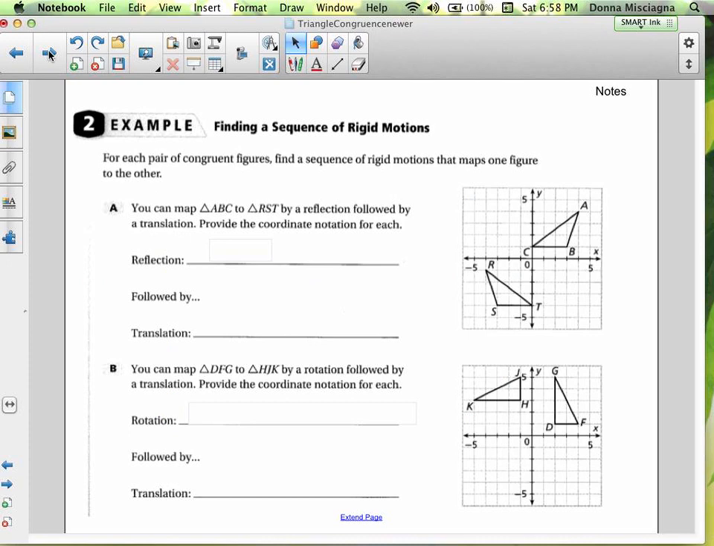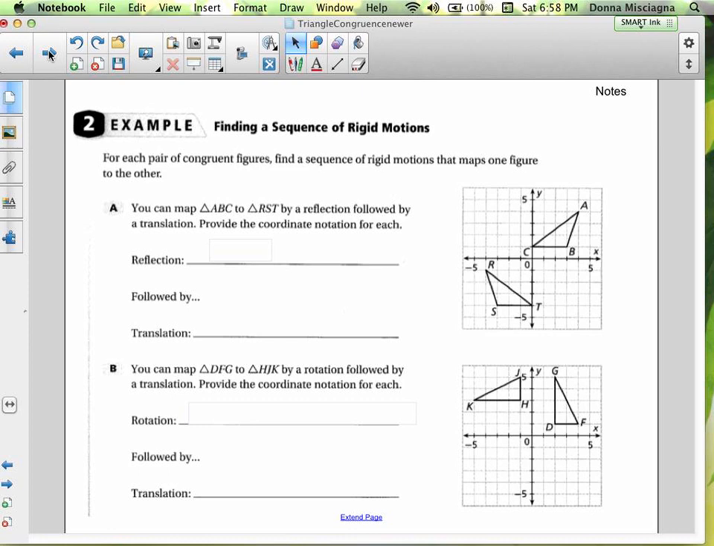Yes, it is. All right, so for each pair of congruent figures, we want to find the sequence of rigid motions that maps one to the other. All right, so here, they're not facing the same way, right? So it's got to be a reflection or a rotation involved in our sequence of transformations. Right? So this one is not a single transformation.